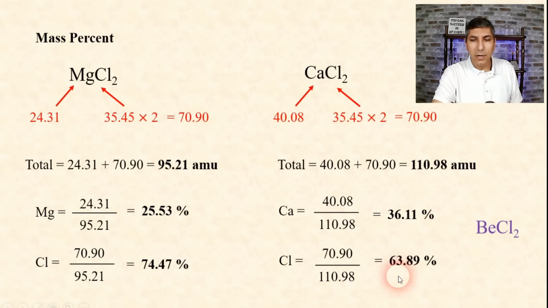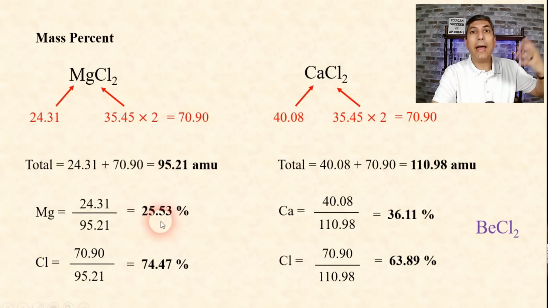Now, what if we had beryllium chloride? How would that compare? Well, you might realize that beryllium is a lighter metal than magnesium or calcium. In that case, the beryllium would have a mass percent of somewhere less than 25%.